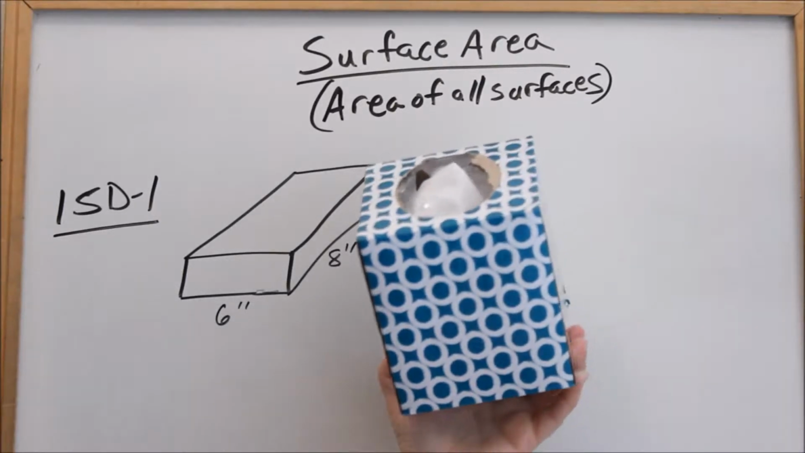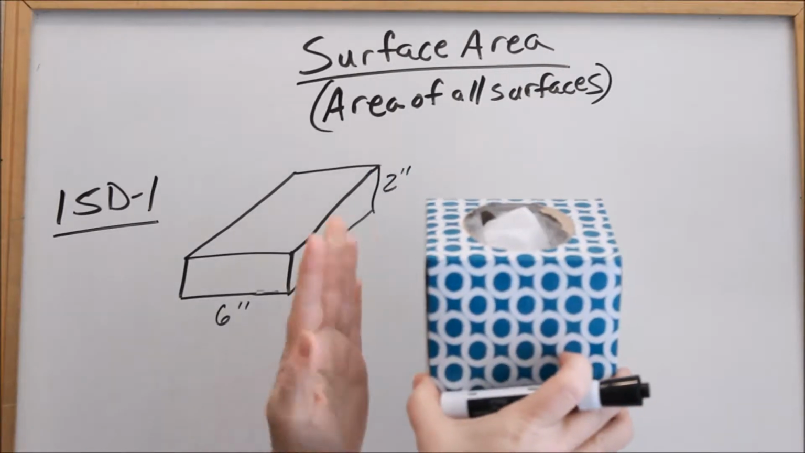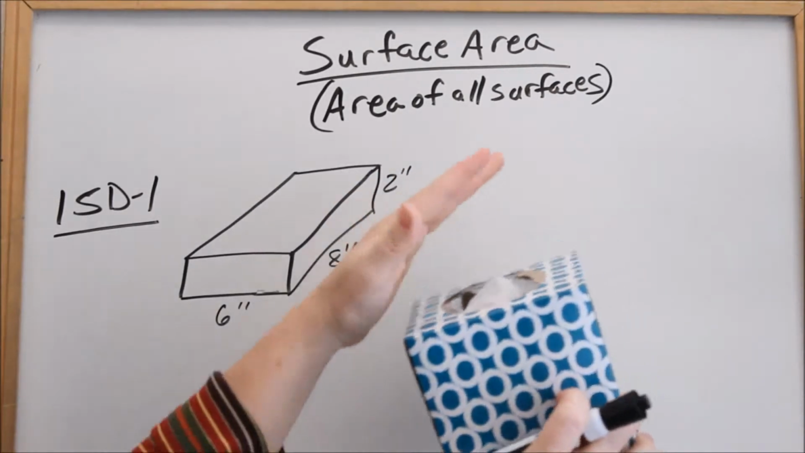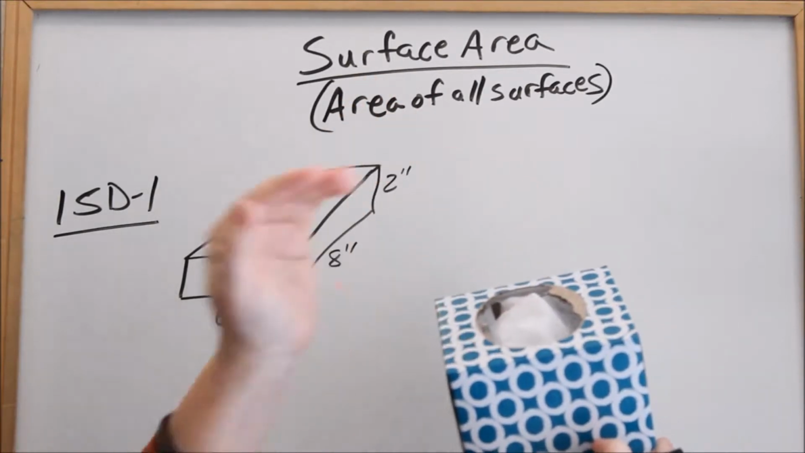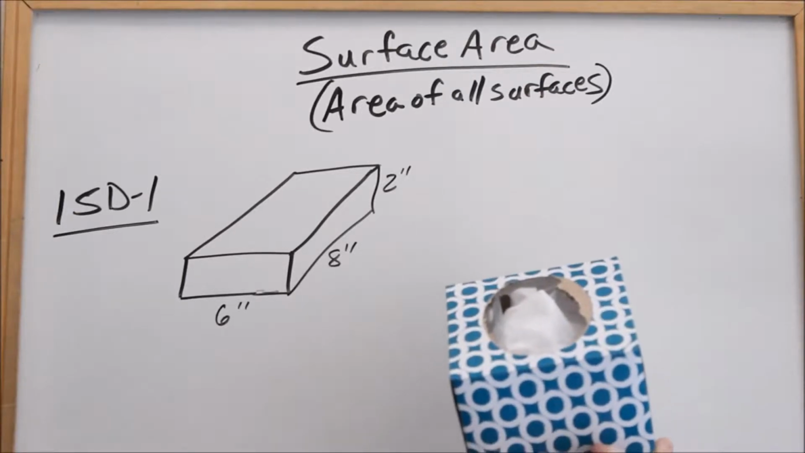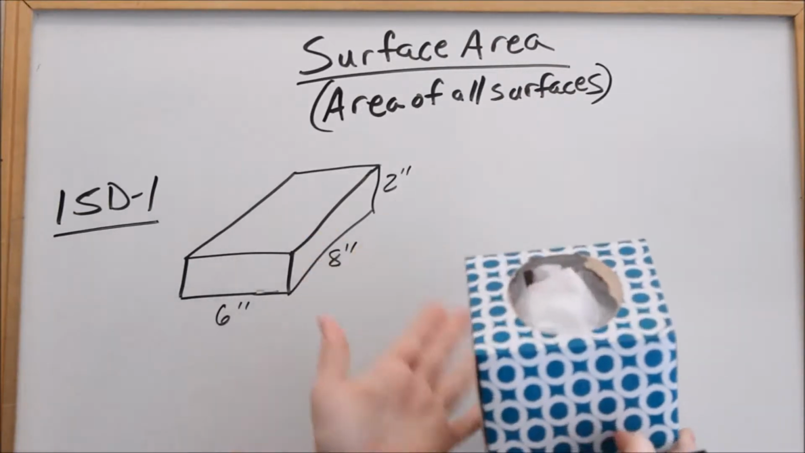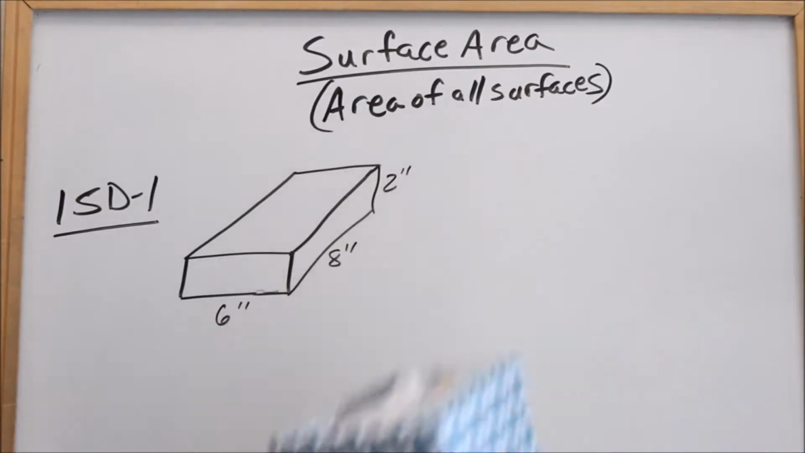So basically, if this was Kleenex brand, that would tell Kleenex how much cardboard they need to make this box. Or how much wrapping paper do I need to cover this box. That's what surface area is good for. So you're just finding the area of all the surfaces. This box is made up of 6 rectangles, so I'd be finding the area of 6 rectangles.